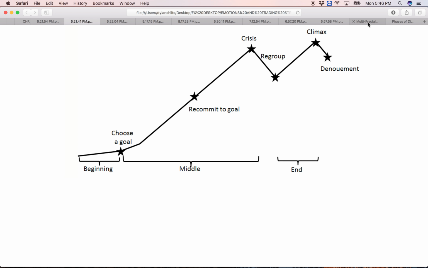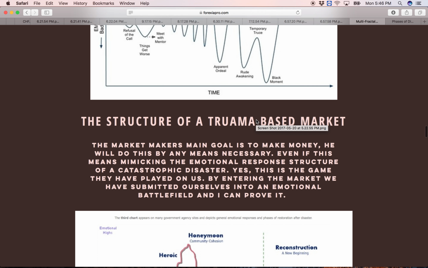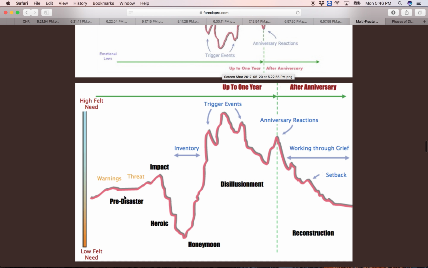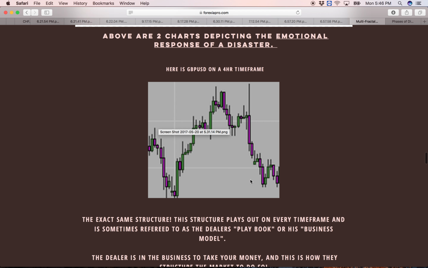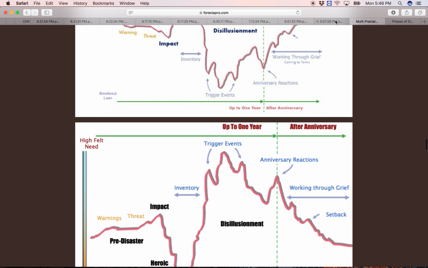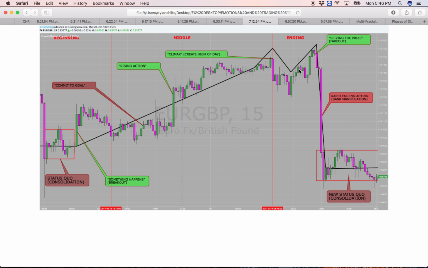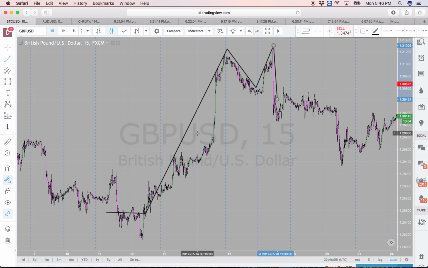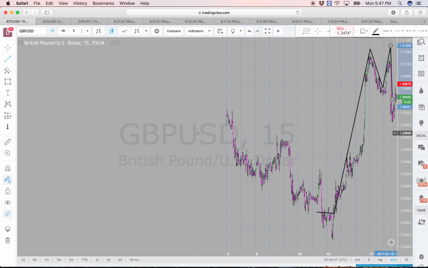Like I said, there are two main structures that occur here to generate these feelings inside of the retail traders. This chart, this structure, the inverse of it, and then the M or the W, which is just the inverse of the M.